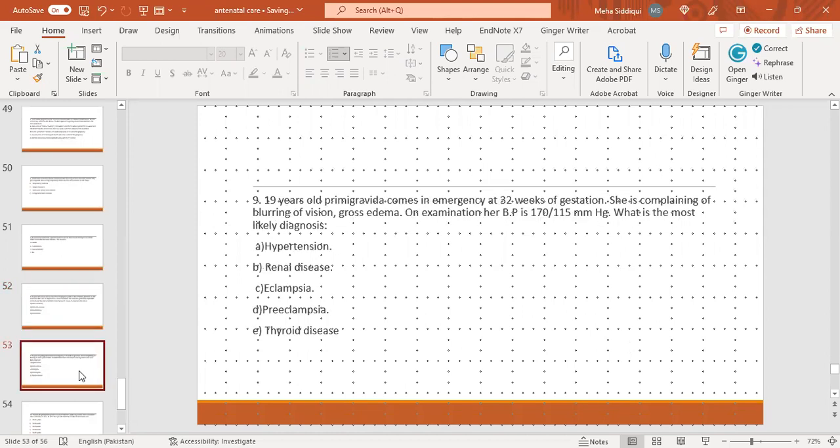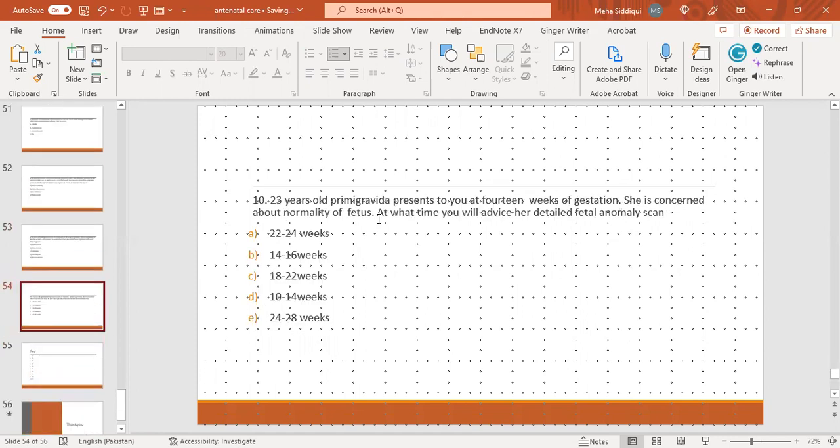MCQ number 9. A 19-year-old primary gravida comes in emergency at 32 weeks of gestation. She is complaining of blurring of vision, gross edema. On examination, her BP is 170 by 115 mmHg. What is the most likely diagnosis? Hypertension, renal disease, eclampsia, preeclampsia, thyroid disease. Preeclampsia, because her raised BP is also associated with edema. That is, it is showing loss of protein. So it is the characteristic of preeclampsia.